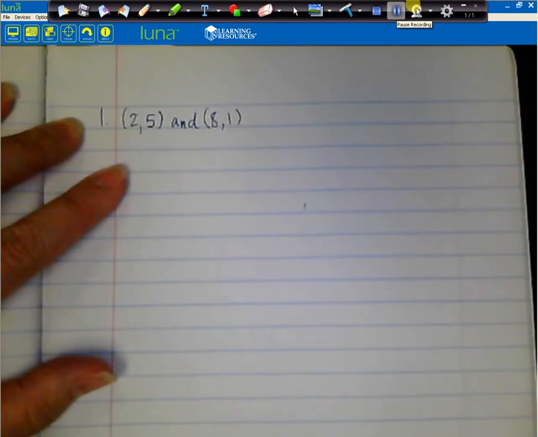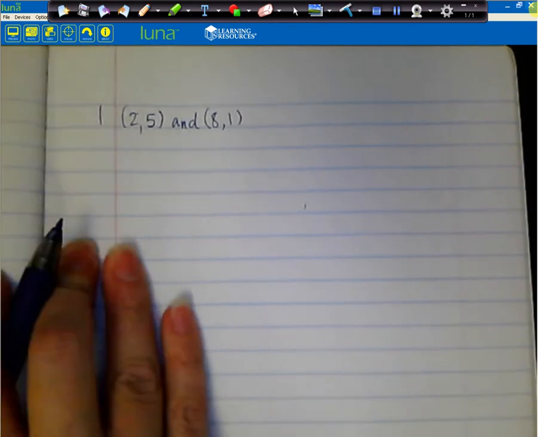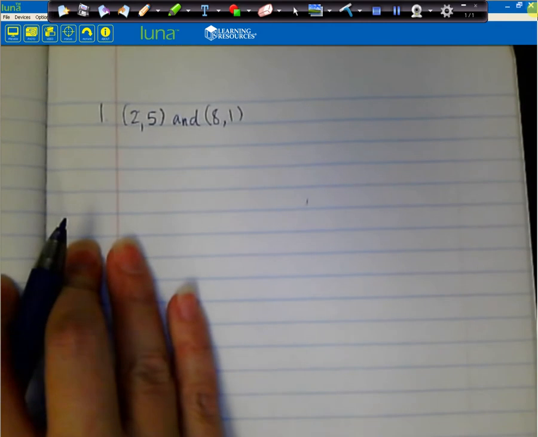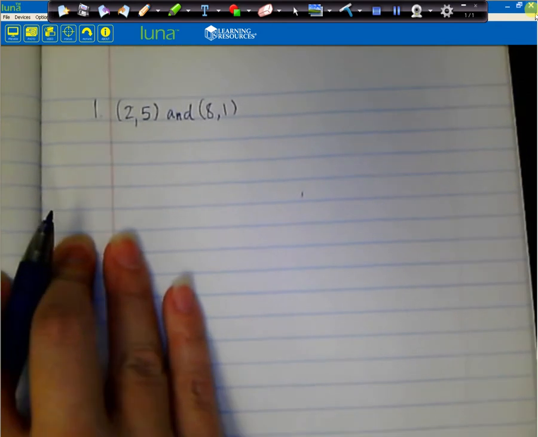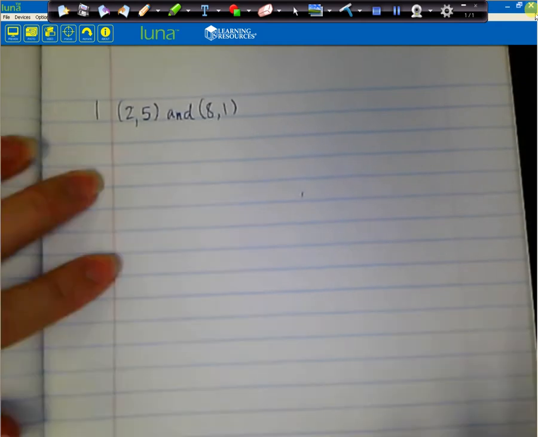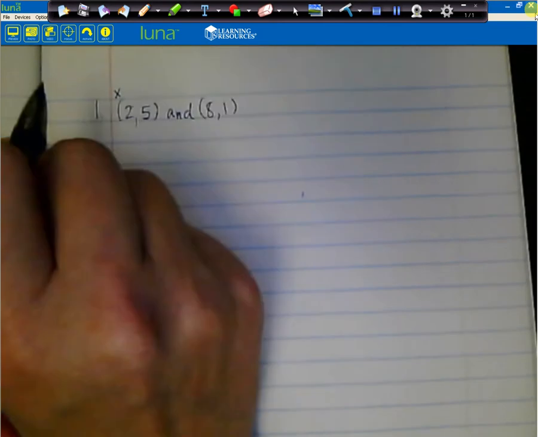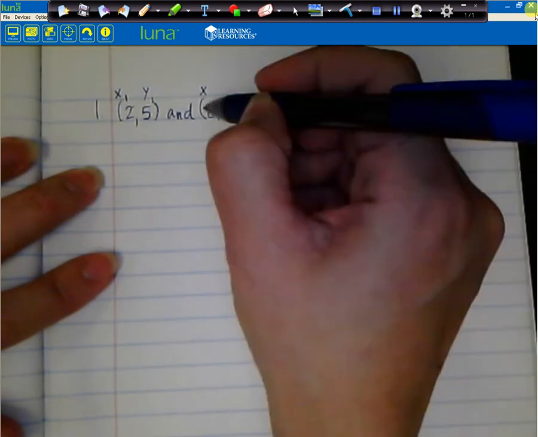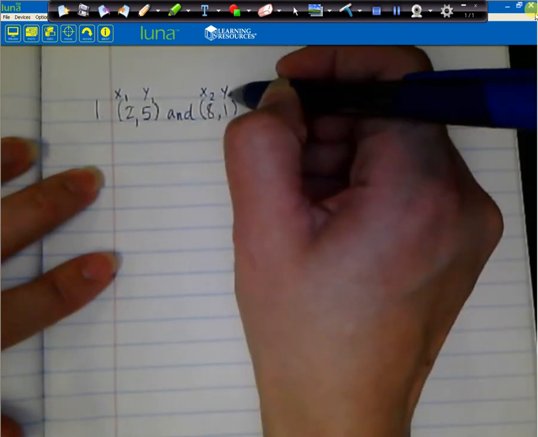All right, go ahead and write down number 1 for me. Your 2 ordered pairs here are 2, 5, and 8, 1. The first thing I want you to do when you're given 2 ordered pairs is go ahead and label your ordered pairs right away. You know that you have x and y, so you're going to say x1, y1, this is my first ordered pair. This is my second ordered pair, so they are x2 and y2.